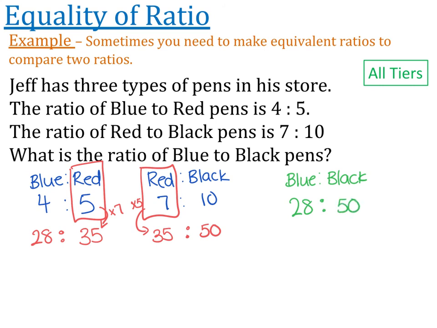Now it doesn't say that I have to simplify this, but I can see that both of these numbers are even numbers, so I'm going to go ahead and simplify them. I'm going to divide by 2 to get 14 to 25. Hopefully you got that ratio as well.